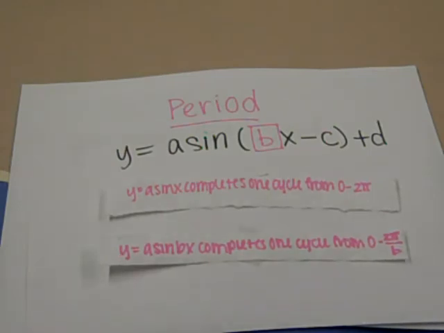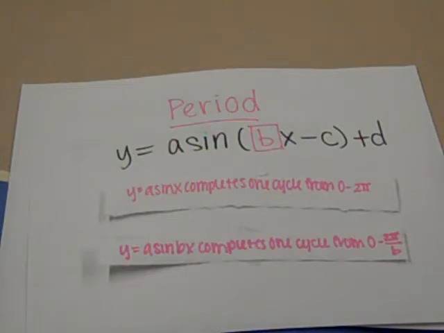Because y equals a sine x completes one cycle from 0 to 2 pi, it follows that a sine bx completes one cycle from 0 to 2 pi over b. Therefore, the equation for the period of a sine wave is given by 2 pi over b. If b is greater than 0 but less than 1, the period will be greater than 2 pi and the sine wave will stretch horizontally. Similarly, if b is greater than 1, the wave will shrink horizontally.